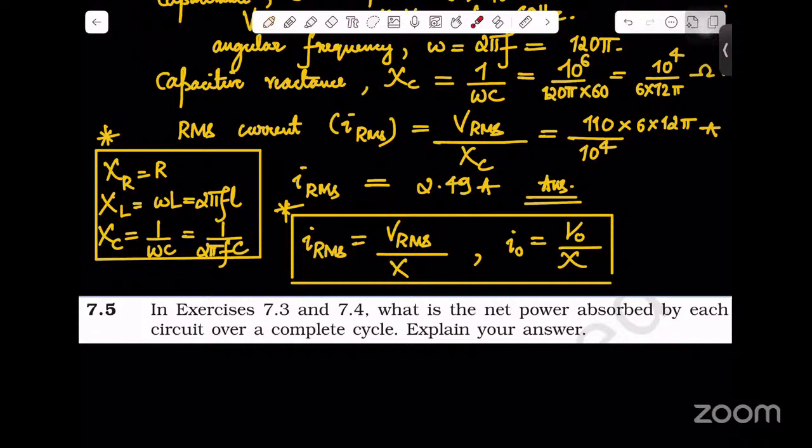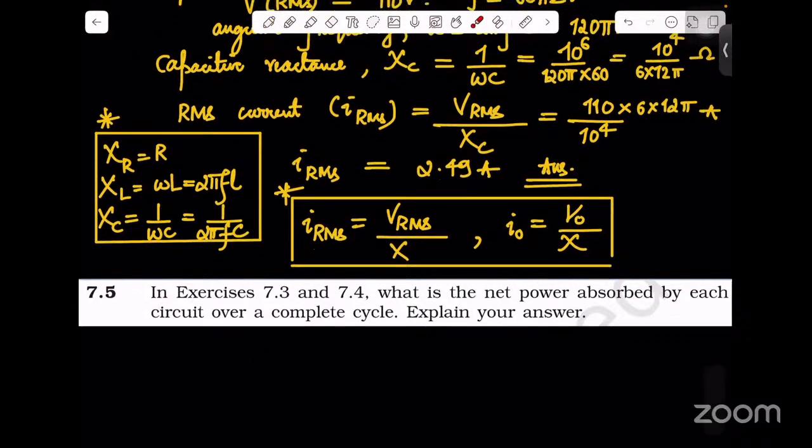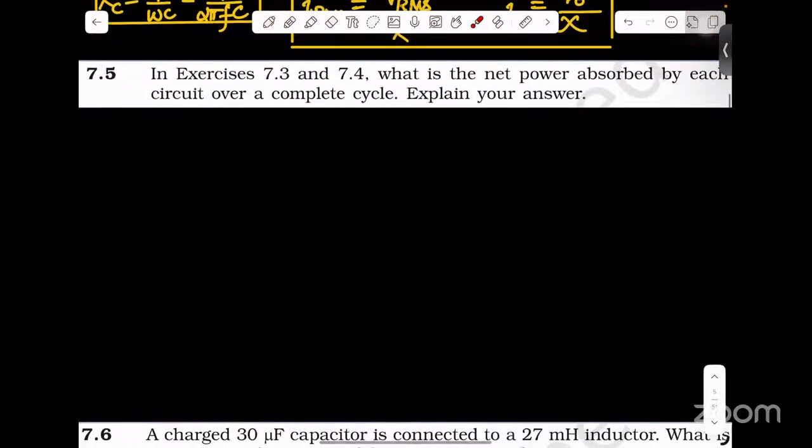Okay, which is question number 5. So let's read out the question first. In the previous exercises, that is 7.3 and 7.4, what is the net power absorbed by each circuit over a complete cycle? And explain your answer. Okay, so let's first consider exercise 7.3.